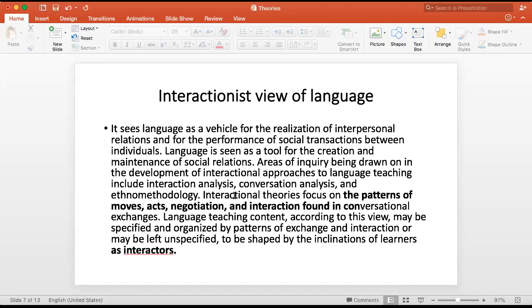Now, the teaching content according to this view would be different. The content would be organized by patterns of exchange and interactions. Those can be specified, and those can be unspecified also. And the teacher has to find out the interests of the students, what kind of interactions would really interest your students, your classrooms, or the culture that you are teaching.